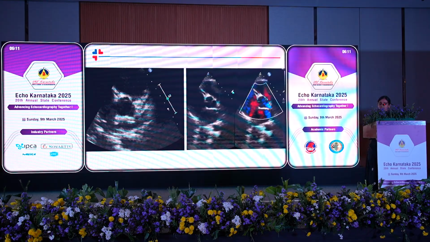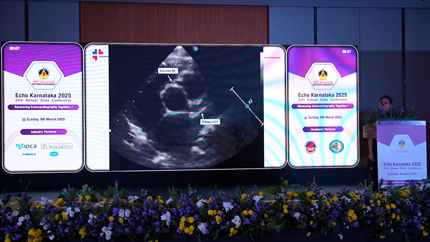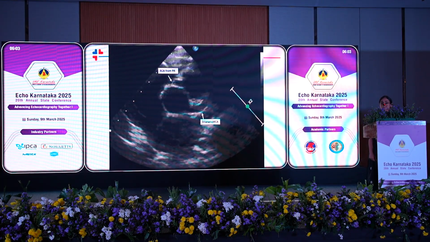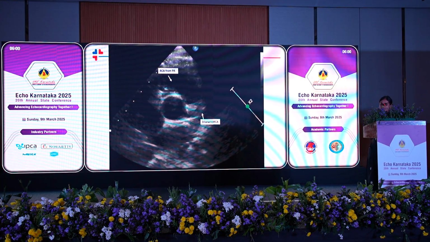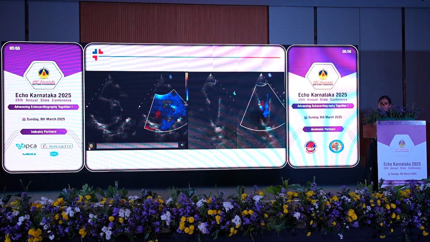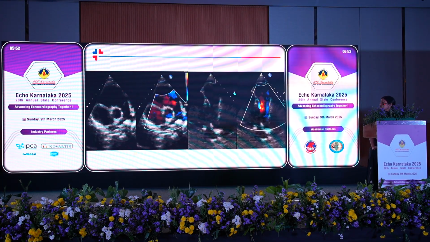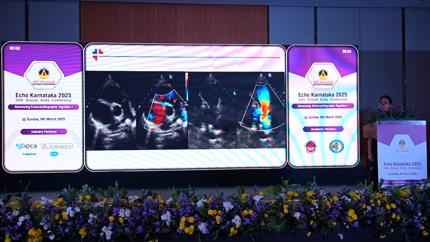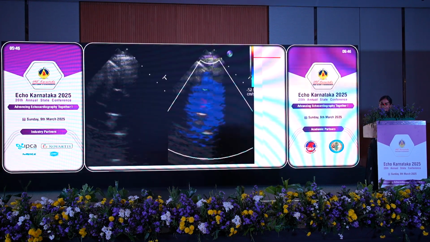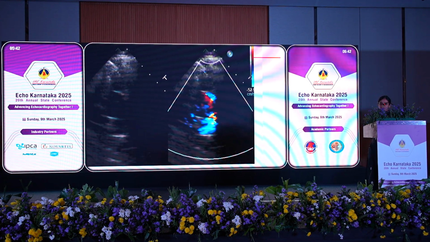So on further zooming in, we saw that there's a dilated LMCA from the aortic sinus, and the RCA origin was actually from the pulmonary artery. A color Doppler interrogation showed us a retrograde flow into the PA from the RCA. So here we can notice a retrograde flow into the PA from the RCA, whereas the dilated LMCA was from the aortic sinus itself. This is a further zoomed in image of the same.